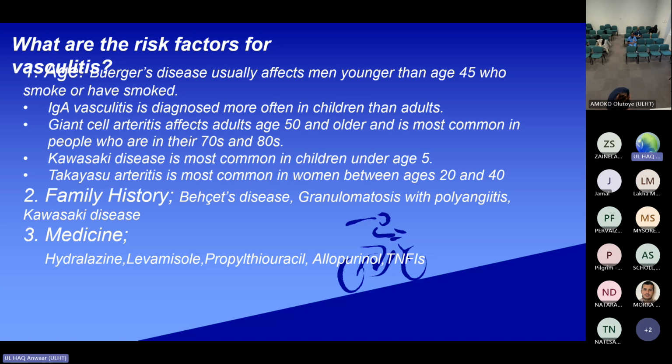If IgA vasculitis, Henoch-Schönlein purpura, is suspected, it is more common in children. If children are admitted to the ward with a bilateral leg rash, joint pain and so on, this should be considered IgA vasculitis rather than the others.